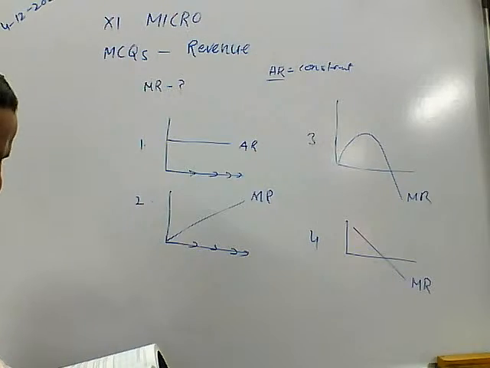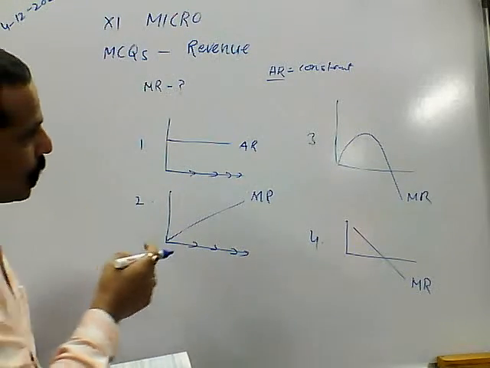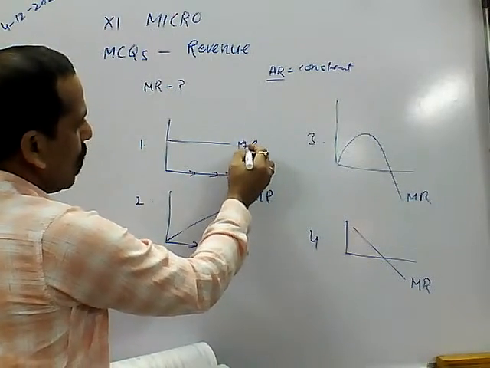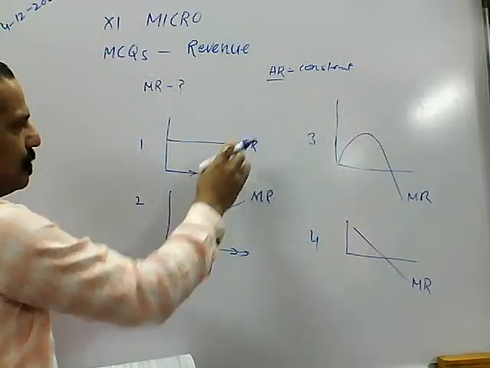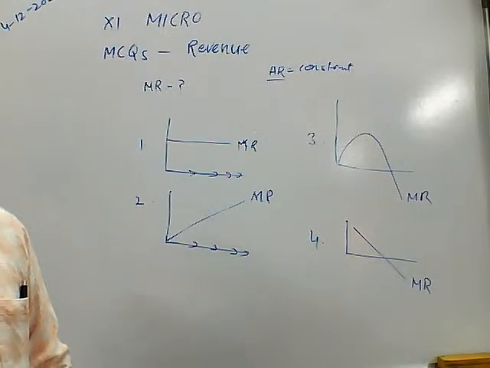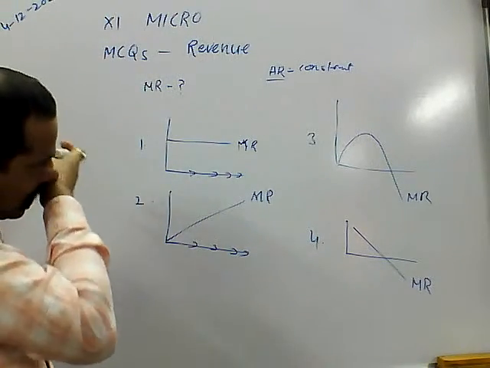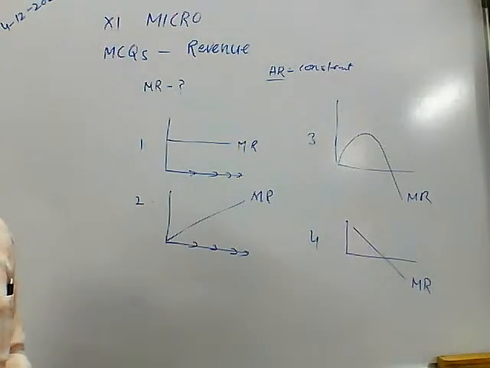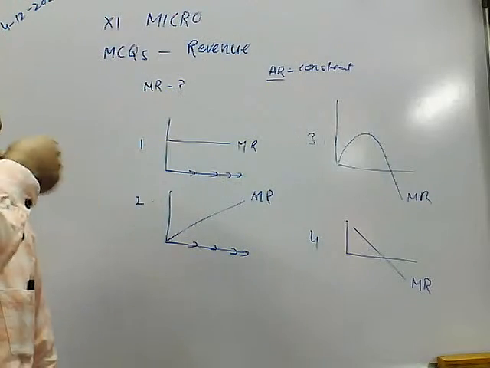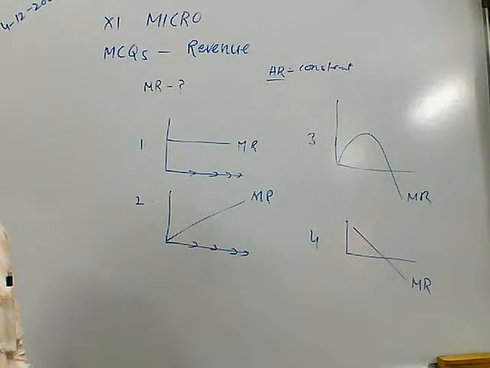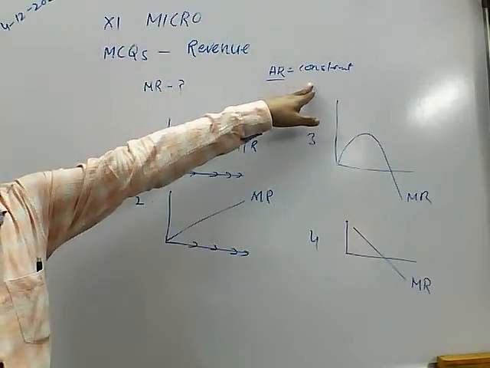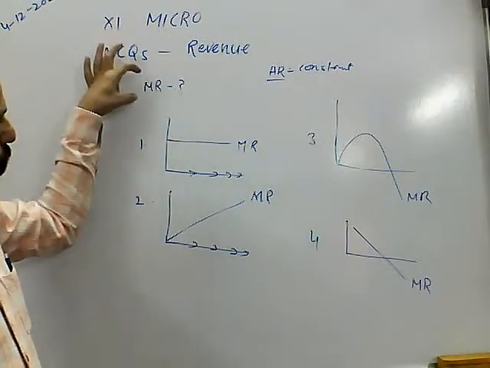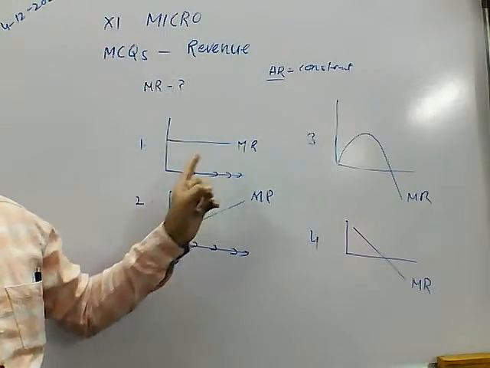Prices are constant. Okay, this is MR. This is your MR, marginal revenue, for the first one. Average revenue remains constant with the increase in output. In this case, what would be the shape of marginal revenue, or which one is the correct?